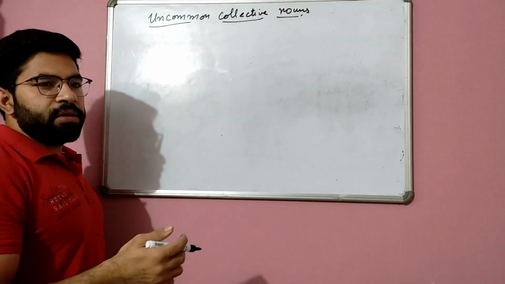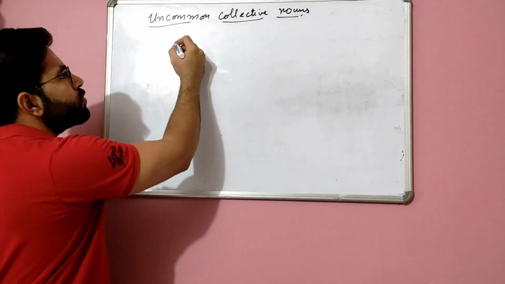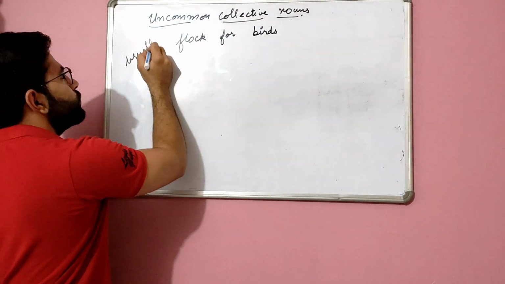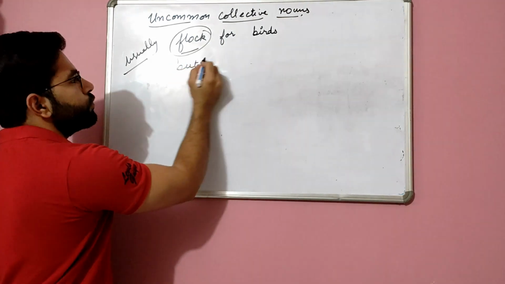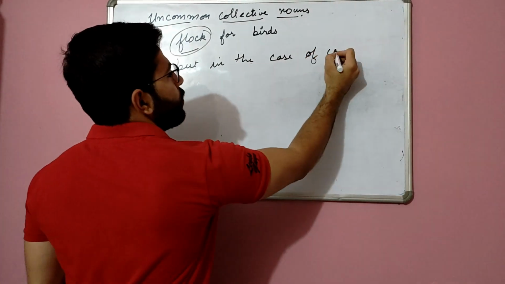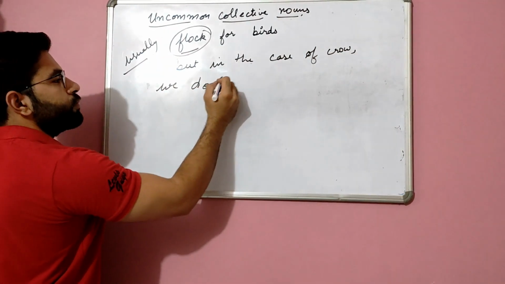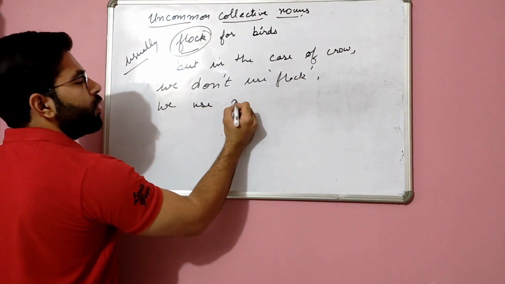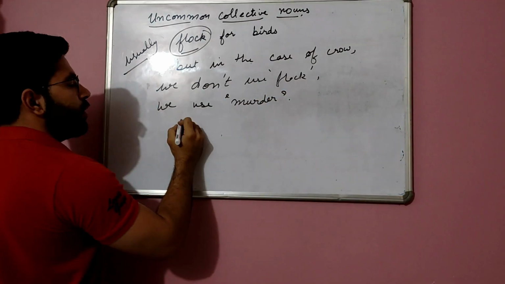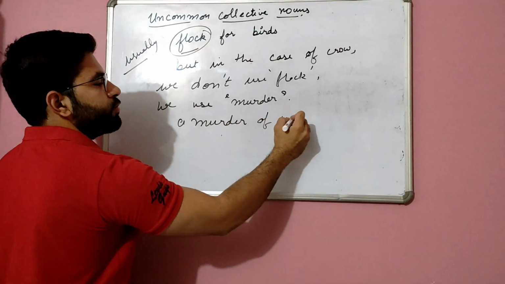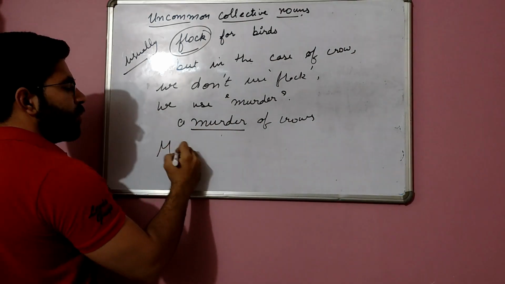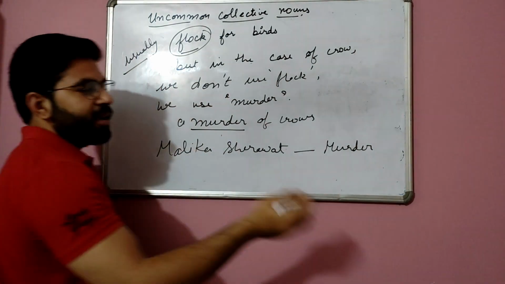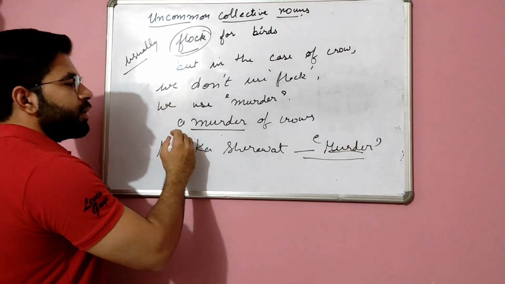So there are some collective nouns which are not used conventionally. For example, normally we use flock for birds. But in case of crow, we don't use flock. We use murder. We say a murder of crows. And how can you remember this? Remember Malika Sherawat? You know that her first movie was Murder. I remember it like this, so you can also remember it. For crows, we use murder.